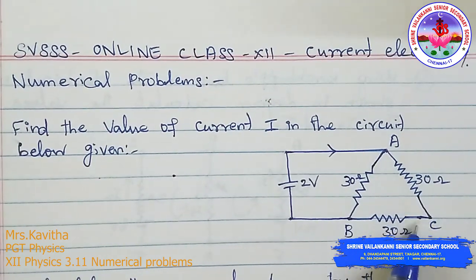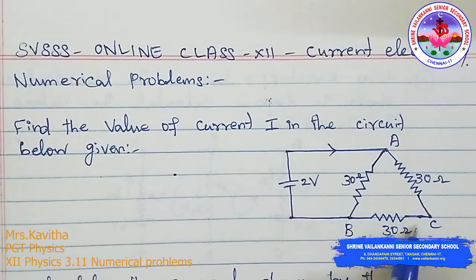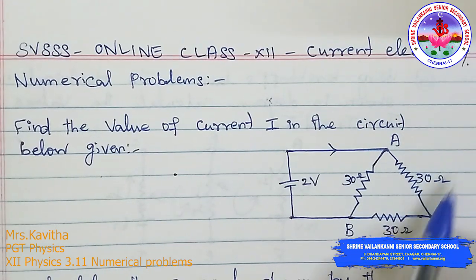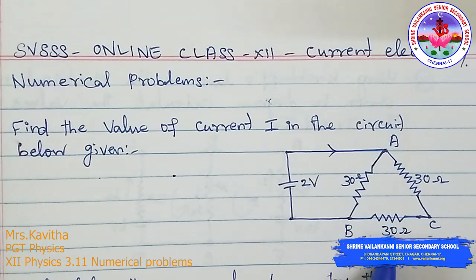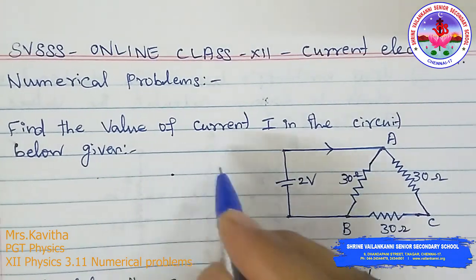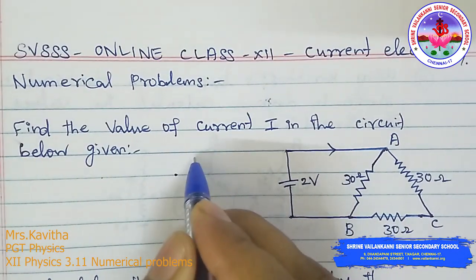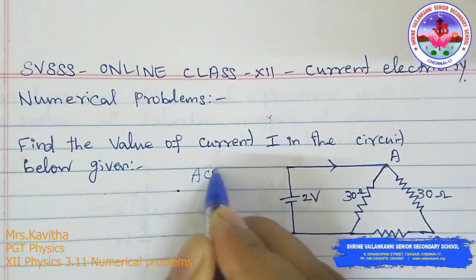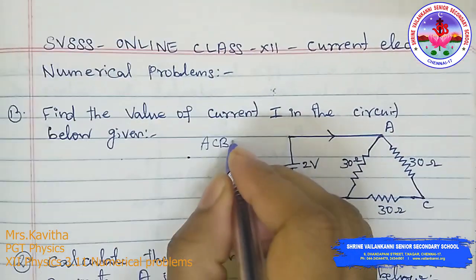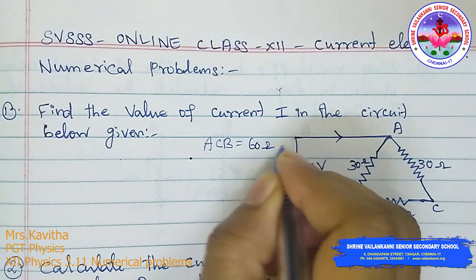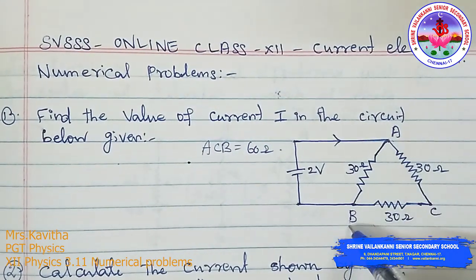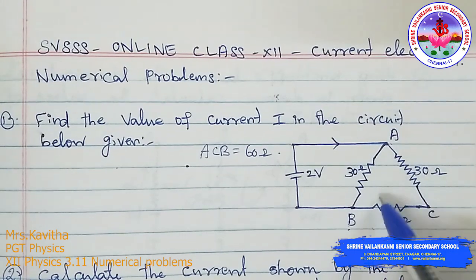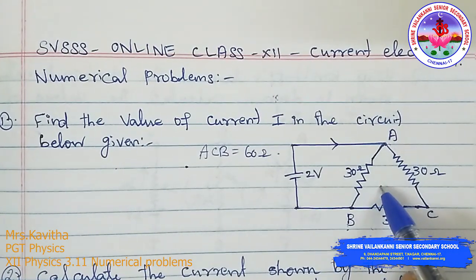The 30 plus 30, which is in parallel with the resistance. These three, we can directly add, 30 plus 30, that is 60. This ACB is equal to 60 ohm, directly we can take. So in this arm AB is 30. So here this will come to the parallel. Is it right? Just imagine like that.